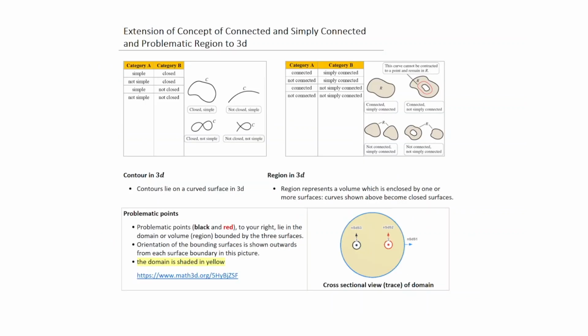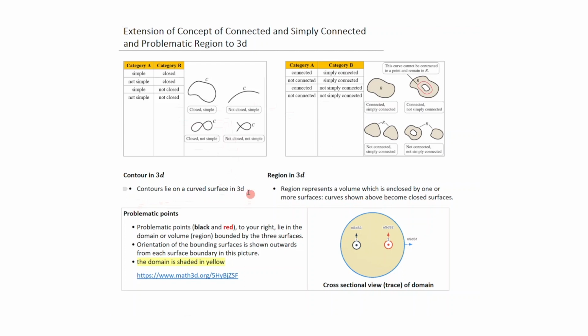All right, how do we extend the concept of connected and simply connected and problematic regions to 3D, which means applying the divergence theorem and Stokes' theorem? So I've just repeated the figures here, and I'm just going to make an assertion that in 3D, we basically are just talking about the geometries being different, but the concepts being more or less the same. So a contour in 3D means a contour lies on a curved surface in 3D.